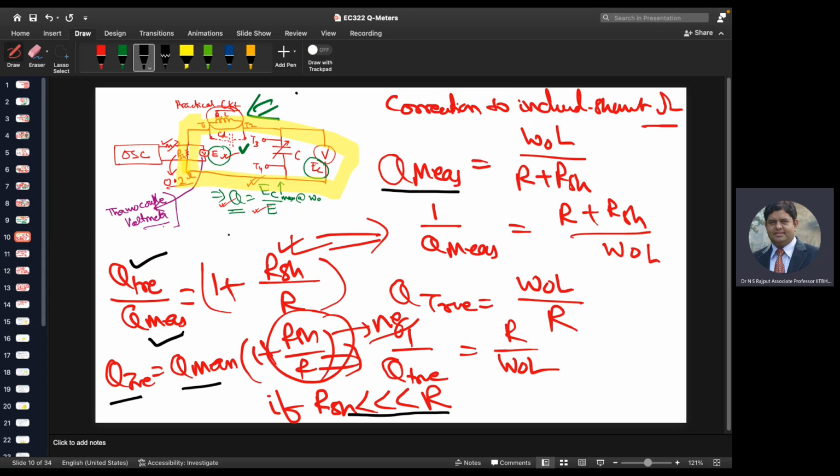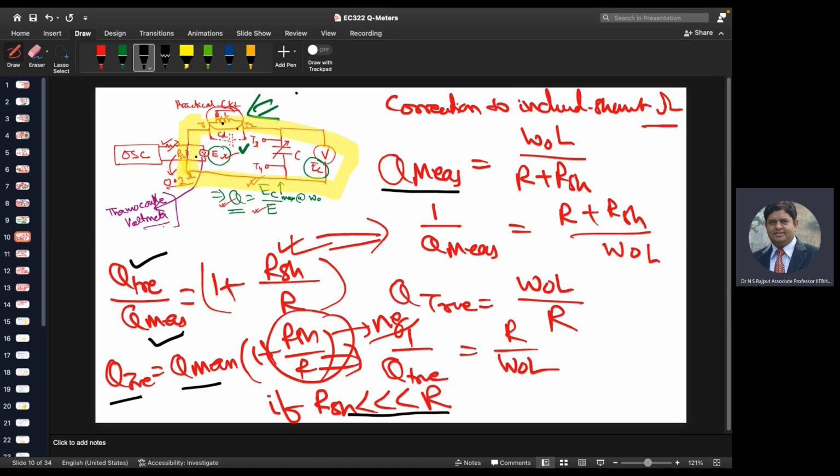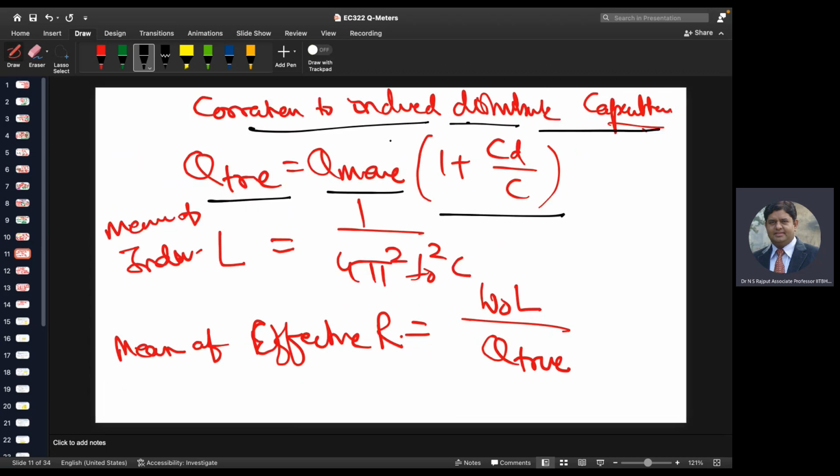What we did in the previous slide, and in this current slide which I am showing now, was considering this R and RSH, so it was because of the shunt resistance. Now what is the difference or change that occurs due to the capacitance? You see, this distributed capacitance will get in series with this gang capacitor, and therefore the actual effective capacitance will be C plus CD. Okay, so this is the combination of this.